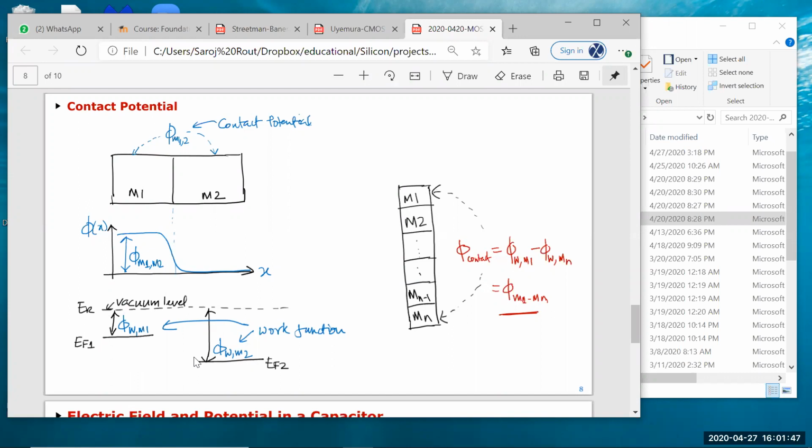Did that make sense, Chandan? So once again, I didn't get. So the potential difference.